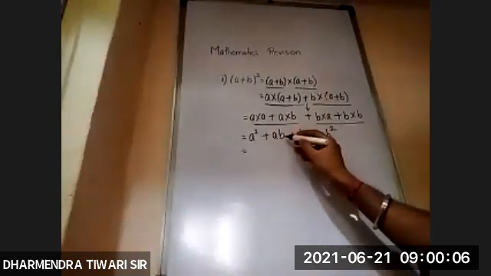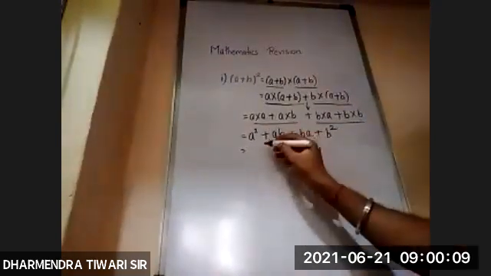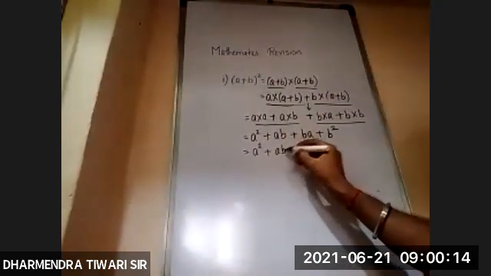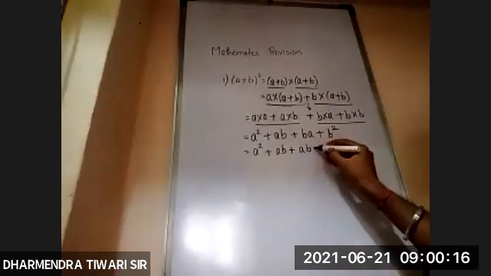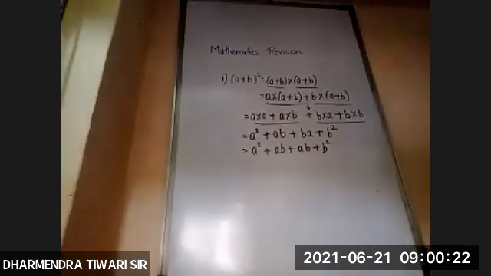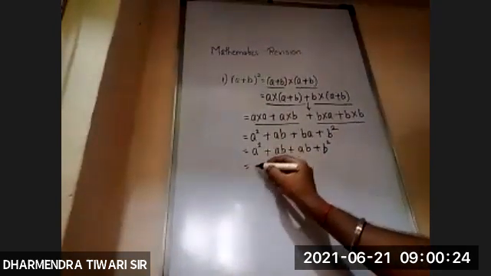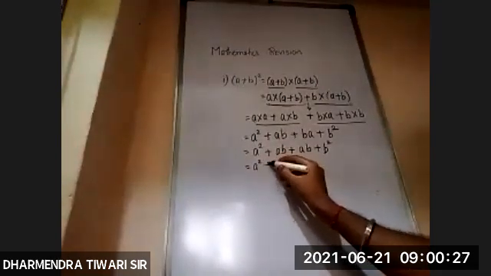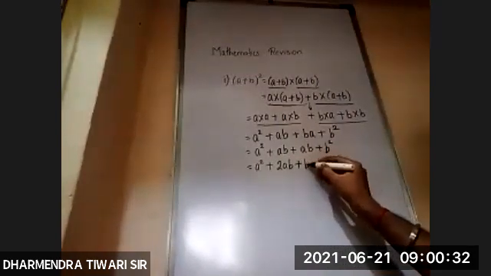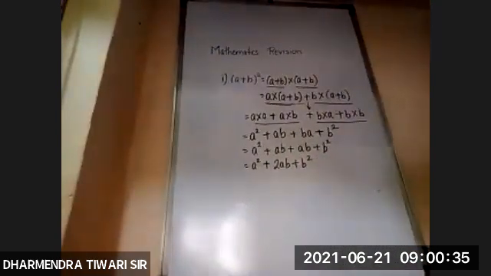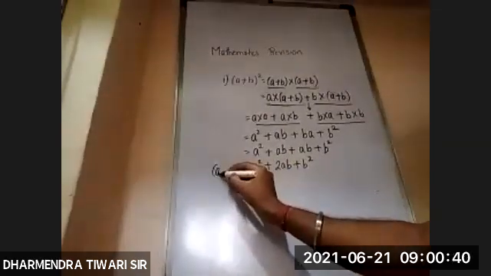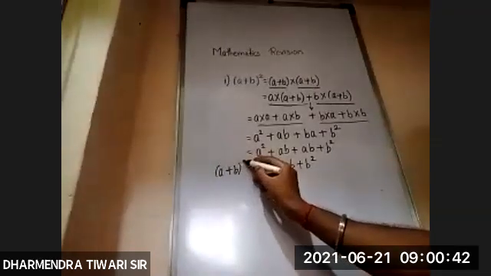Means as A into B is same as B into A, I can write this as A square plus AB plus AB plus B square. So this is A square plus 2AB plus B square. So this is the formula for A plus B the whole square.